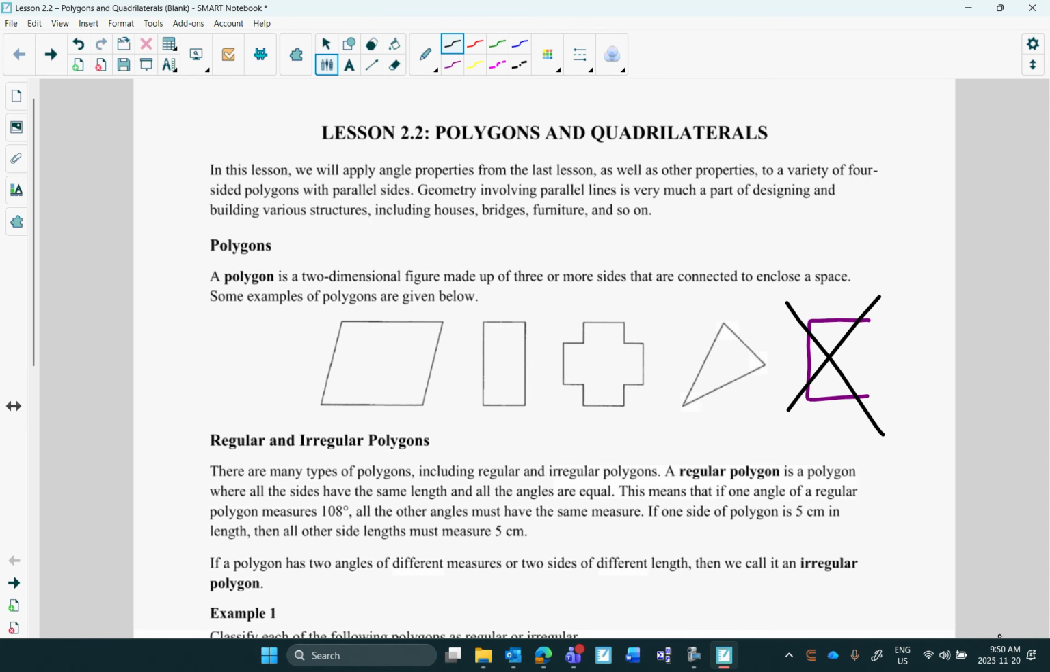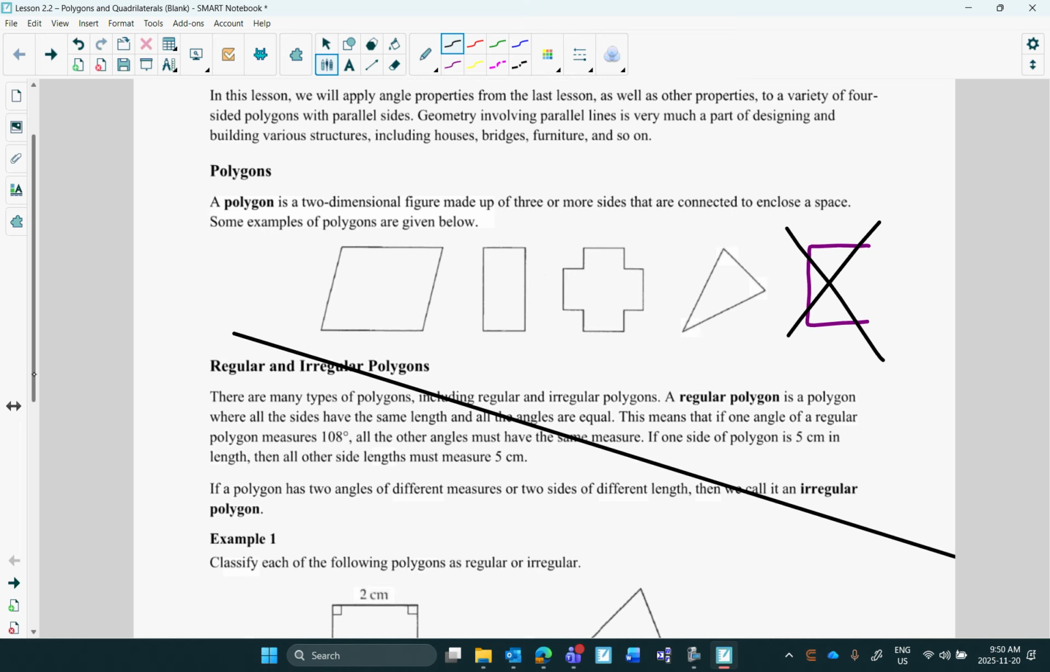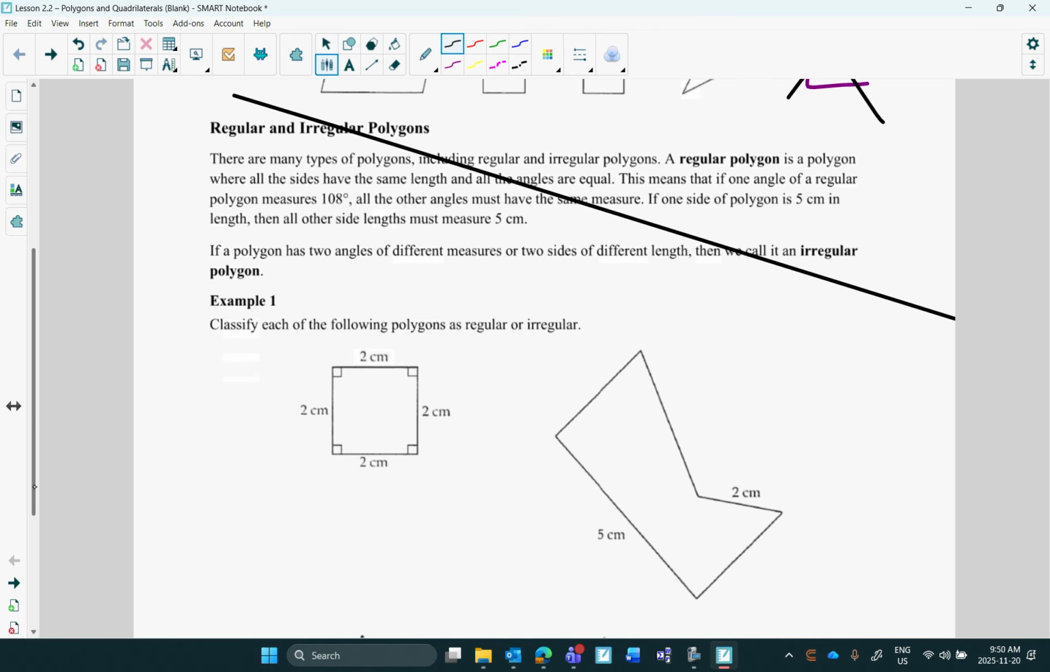Two types of polygons we can look at. Like I said, I'm going to go through this fairly quickly, this first part. Regular and irregular. Pretty straightforward. A regular polygon, all the sides are the same length. Irregular, all the sides are not the same. So, regular or irregular?